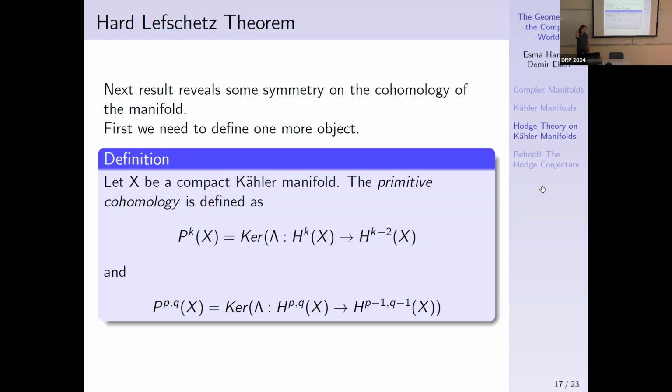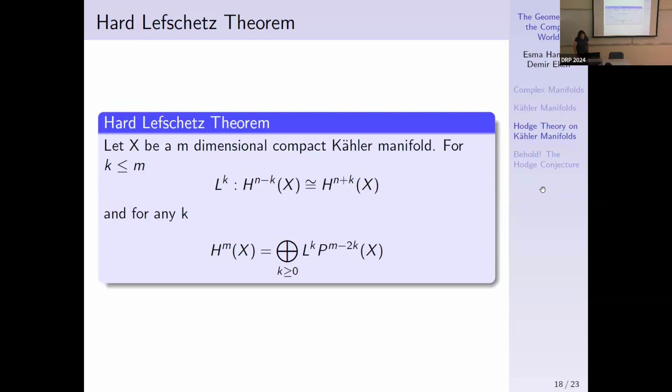Before doing the Hard Lefschetz Theorem, we need one more object. It's called the primitive cohomology. You can define it as the kernel of the dual Lefschetz operator. The Hard Lefschetz Theorem reveals some symmetry on the cohomology of the manifold. If you're wondering why it's called Hard Lefschetz, basically Lefschetz proved it, but the proof turned out to be wrong, and then other people tried to prove it, so it was hard even for Lefschetz to prove the theorem. That's why it's called Hard Lefschetz. The theorem tells you the Lefschetz operator induces an isomorphism between the (n minus k)th cohomology and the (n plus k)th cohomology. And you have a Lefschetz decomposition of the cohomology in here.